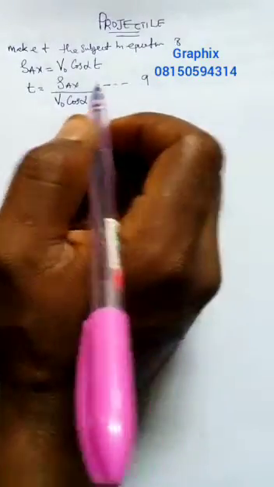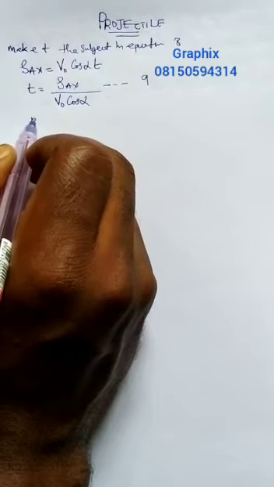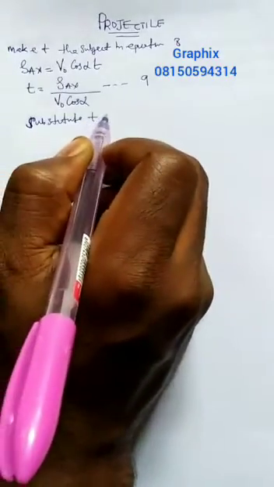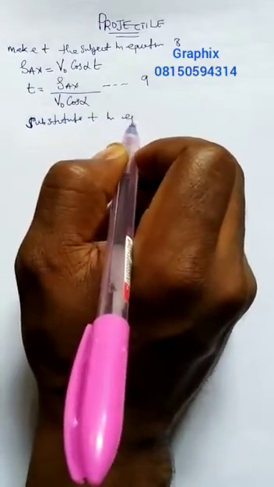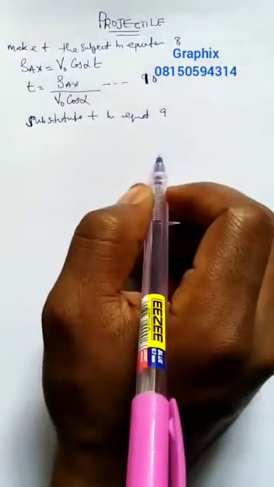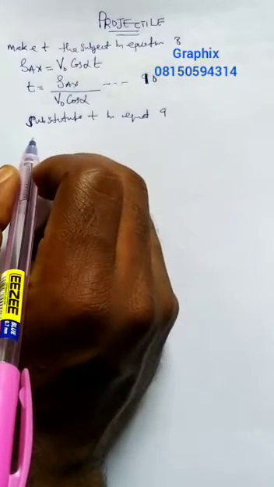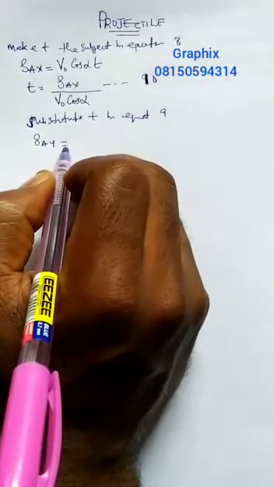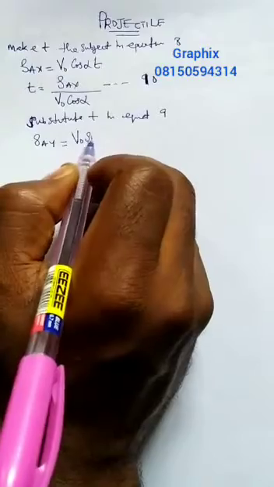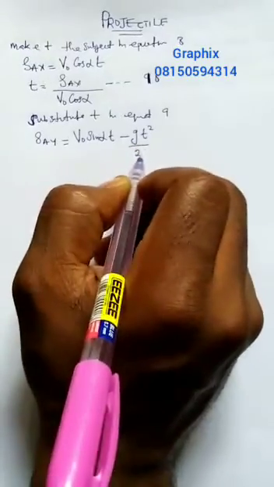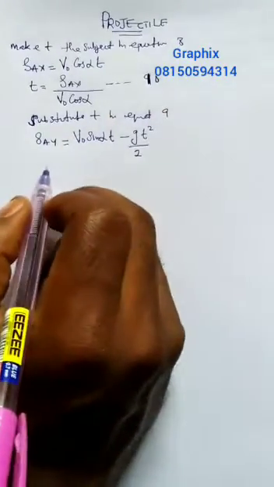Are we good? Also, you substitute t in equation 10. So where's my equation 9? My equation 9 is SAY equals V naught sine alpha t minus gt squared over 2. Are we good? So let's start substituting in.